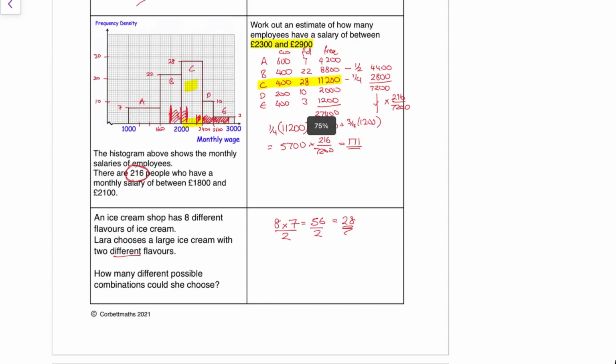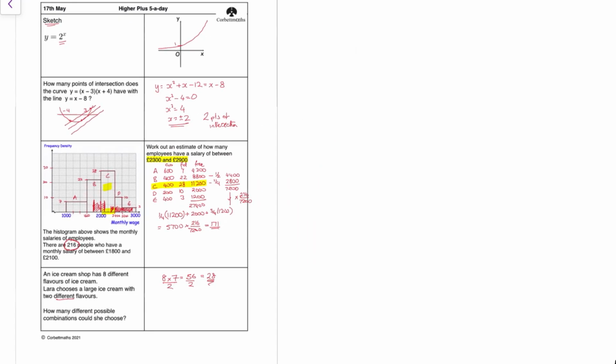And indeed, that is the final answer for today. Today wasn't too bad at all, was it? Except for that histogram question, which was difficult.